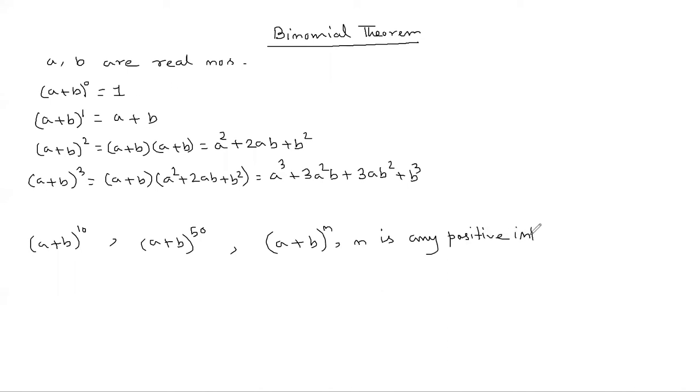So how to generalize it? We can get the expansion of (A plus B) power n whenever n is a positive integer and A and B are real numbers. We'll get the notion of its terms from the terms coming in these expressions, (A plus B) whole square and (A plus B) whole cube. So let us try to find how to construct the terms of (A plus B) power n.